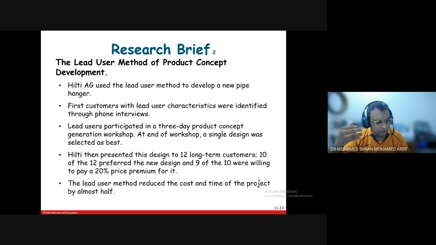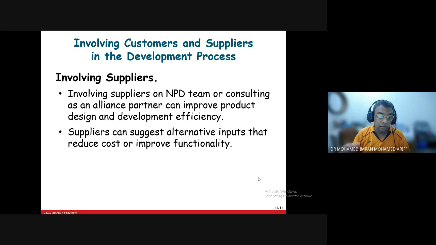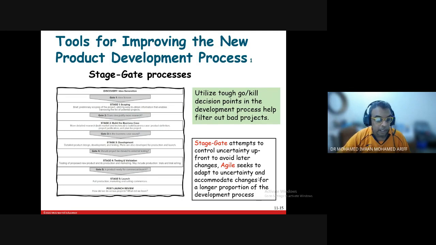You can put customers in different types of phases. That means you don't have to put customers only at the final stage. You can also put customers at any part of the stage process. And you can also involve your suppliers, because suppliers are one of the most important partners in your development process. Because of them you get something, or maybe because of their ideas and input, you are able to reduce your cost and increase your development process. Okay, so this is very important to include your suppliers.